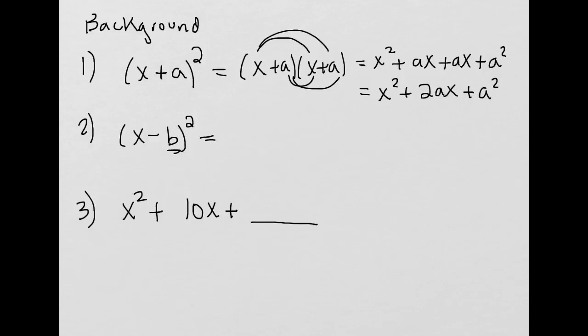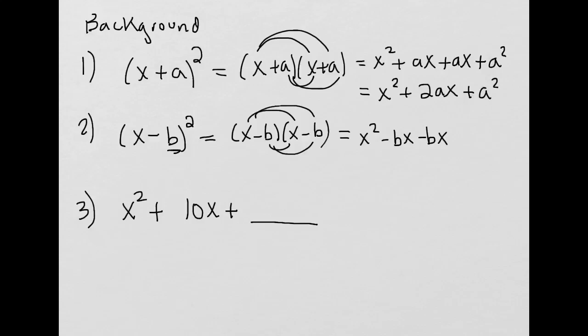Okay, what about if I have x minus b squared? Well, let's multiply that out and see if we can spot a relationship between that b term and anything else in our answer. So here we go again. If I distribute my x through, x times x is x squared, x times a negative b is minus bx. Now I'm going to distribute the b through, so negative b times x is another minus bx. Negative b times negative b is b squared. So if I combine my like terms, I get x squared minus 2bx plus b squared.